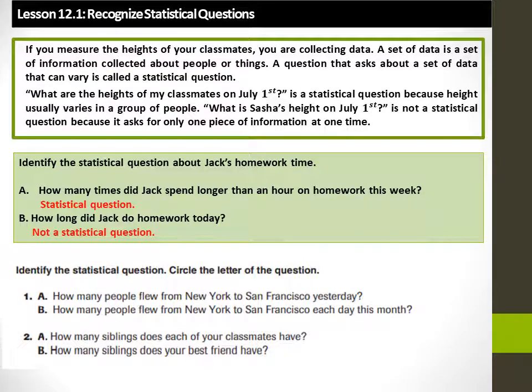Identify the statistical question. Circle the letter of the question. 1A. How many people flew from New York to San Francisco yesterday? Or B. How many people flew from New York to San Francisco each day this month? A does not refer to a set of data that varies. It asks about the number of people on one day. So the statistical question is B.